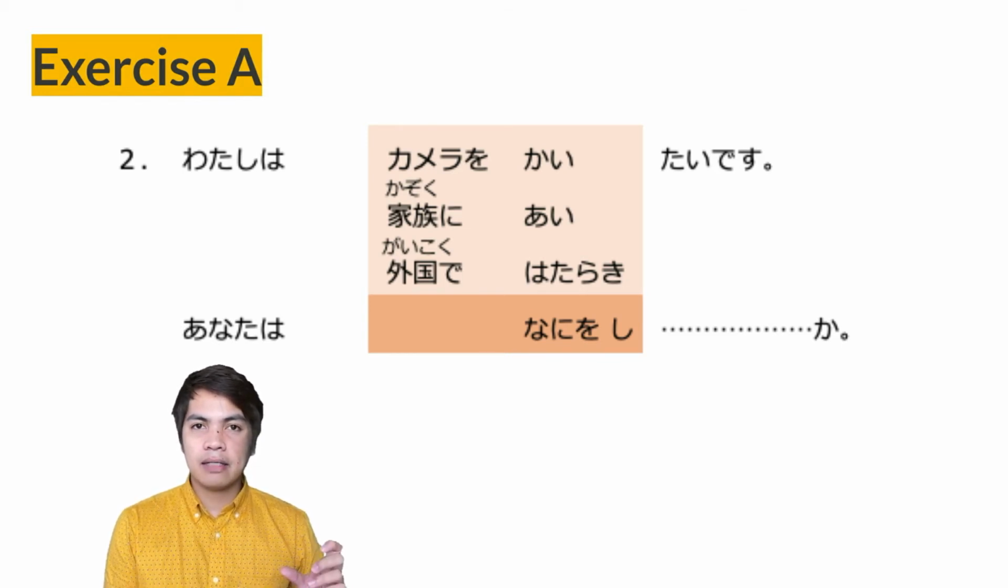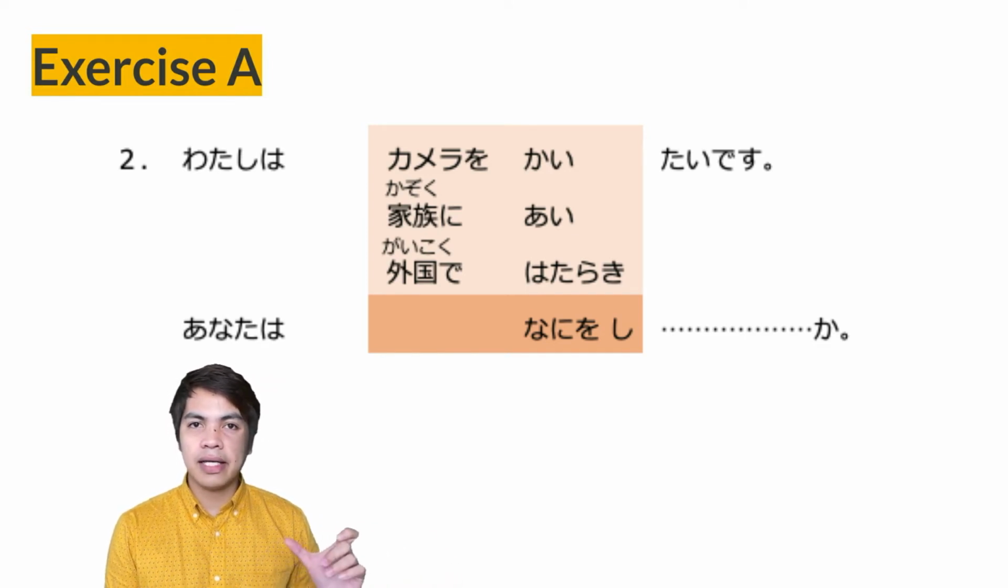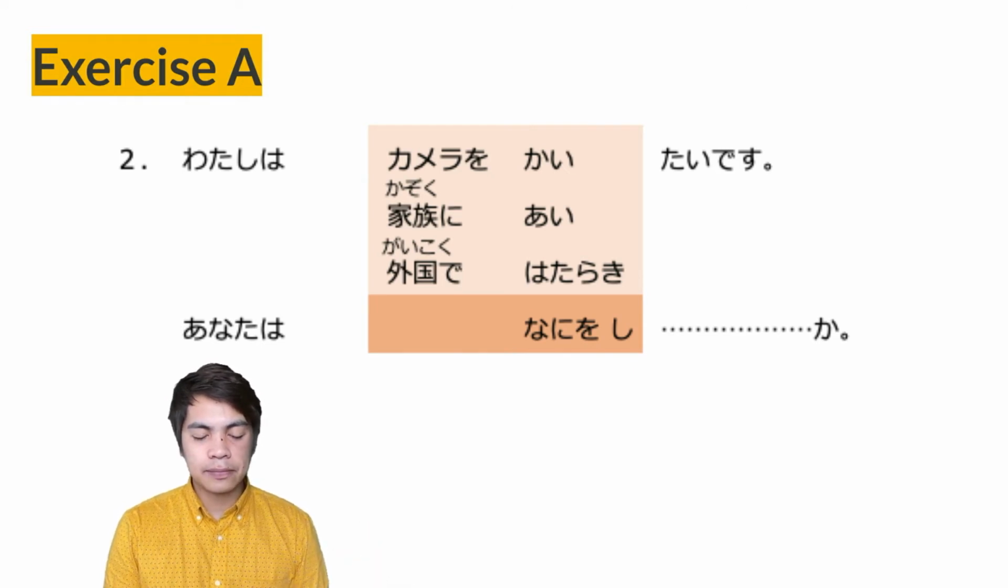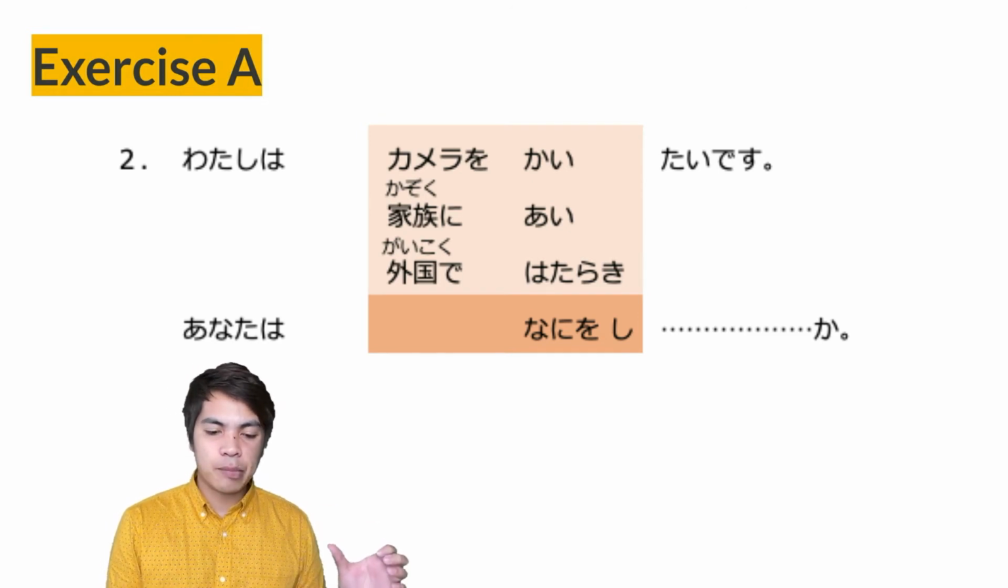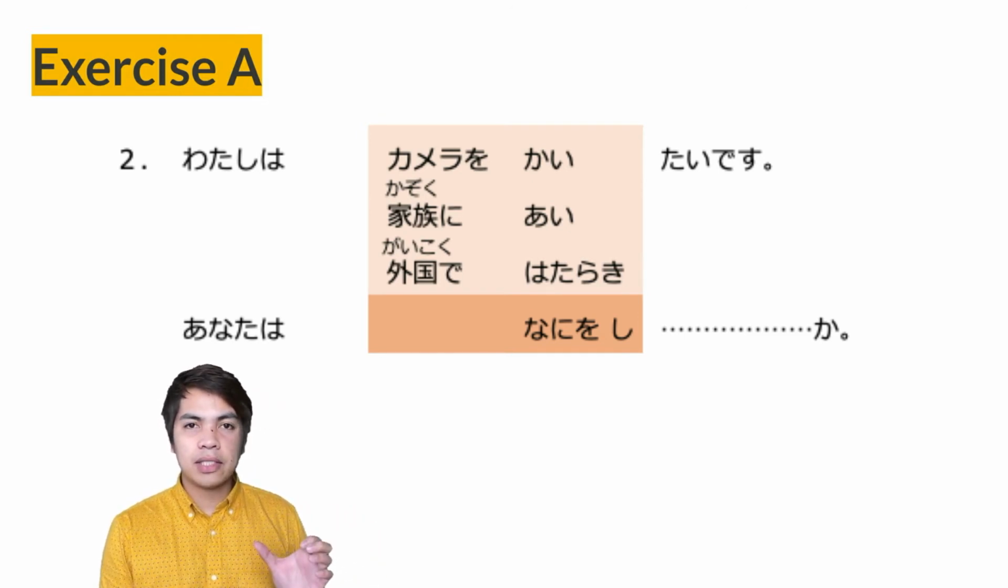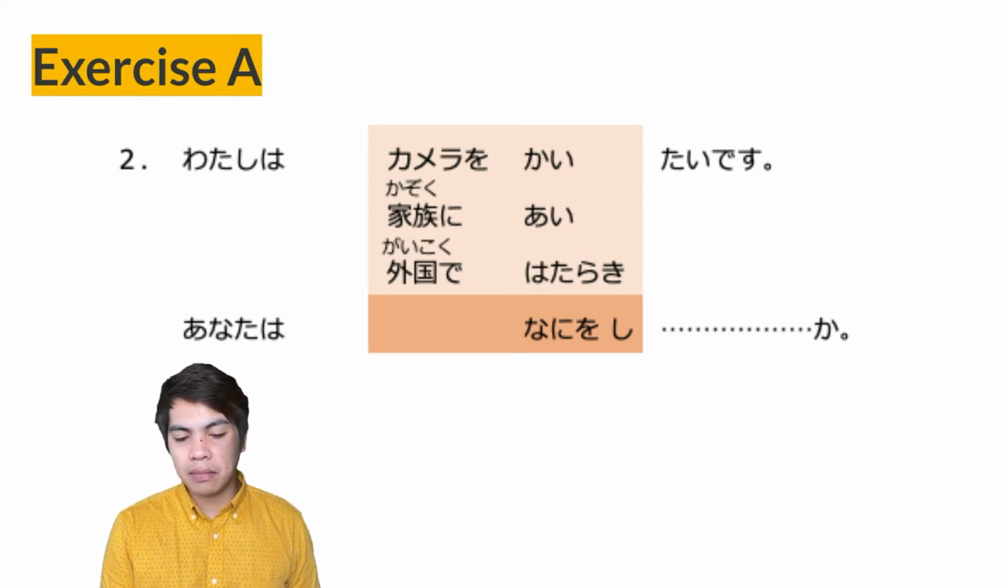So kaitai comes from the verb kaimasu. Then change to tai form, kaitai. So I want to buy. Next line, Watashi wa kazoku ni aitai desu. So this is from the verb kazoku ni aimasu, to meet my family. Then change aimasu to tai form, aitai desu. I want to meet my family.